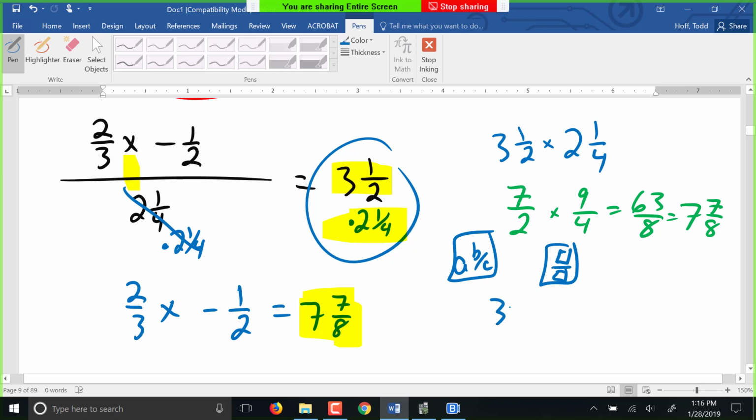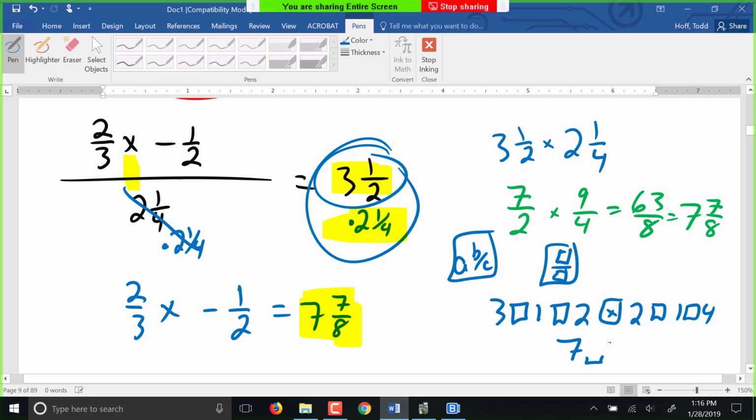You would just enter 3, press the ABC key, 1, press the ABC key, and 2. That enters 3 1/2. Then you press the multiplication, the times key, 2, ABC 1, ABC 4, that's the 2 1/4. If you hit equals, it'll spit out something that looks like this, which is 7 7/8.